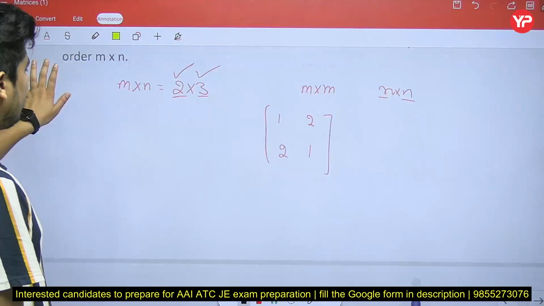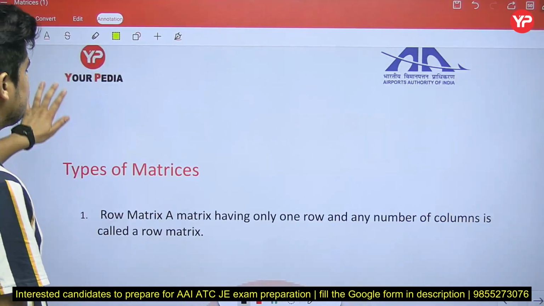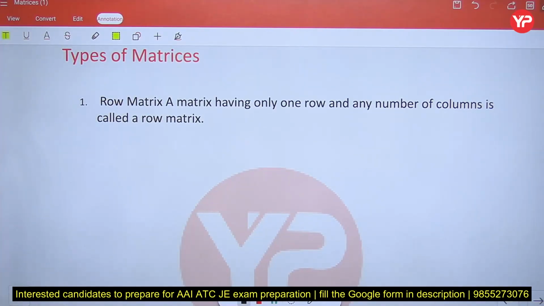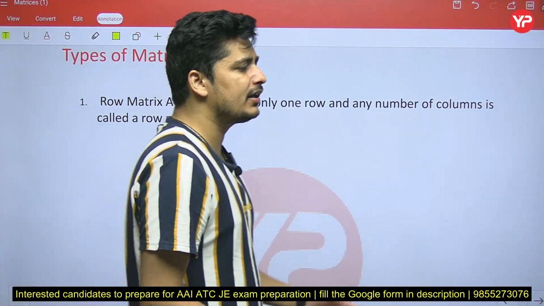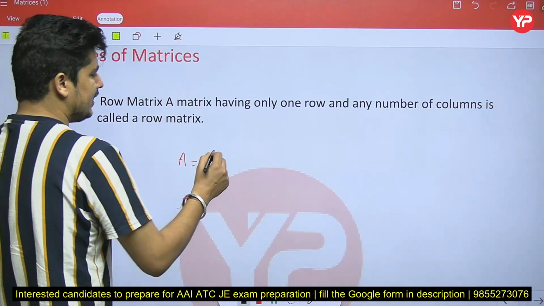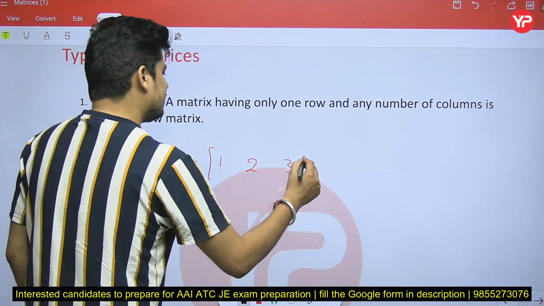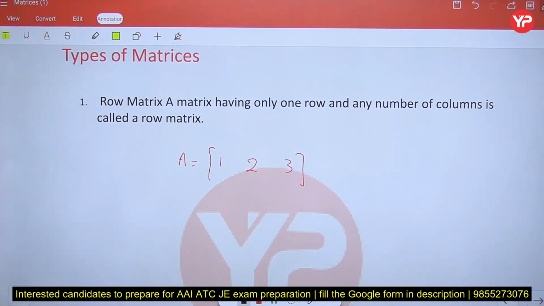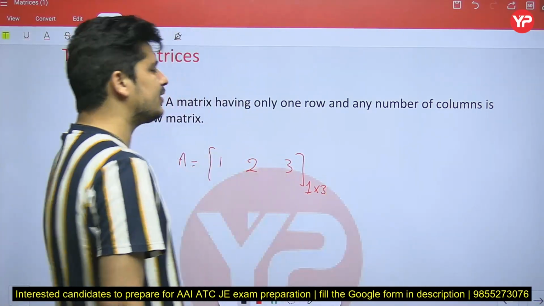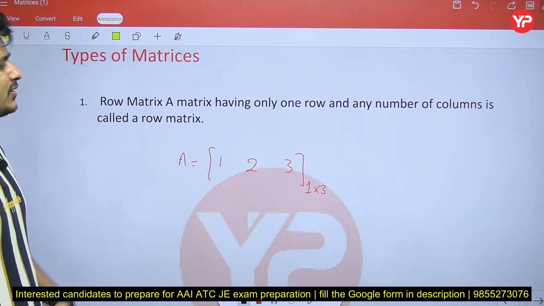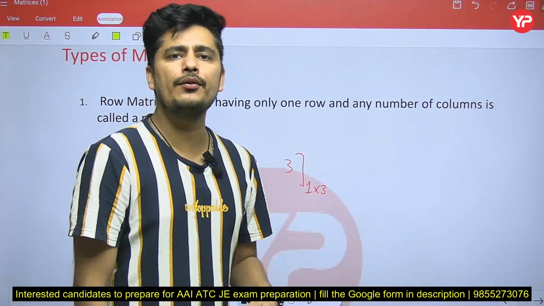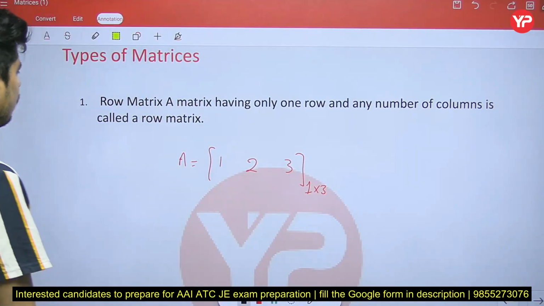Next thing, the types of matrices. How many types of matrices are available there, right? The first one is the row matrix. Row matrix means there is only one row and any number of columns. Let us take a matrix A that has the elements 1, 2, 3, right? So basically this is a row matrix because it has one row and 3 columns. Row matrix means it has only a single row and it can take any number of columns. So that represents the row matrix, right?